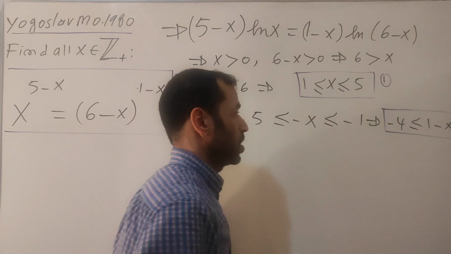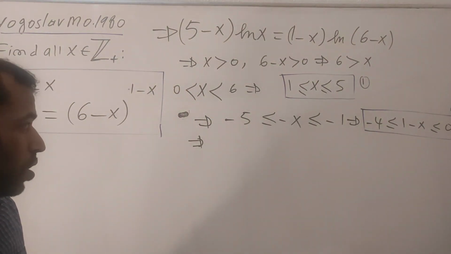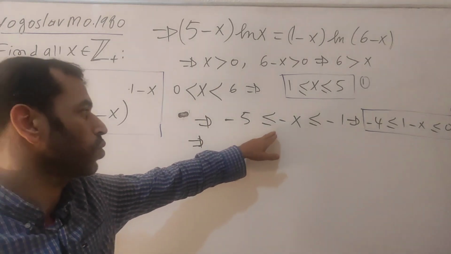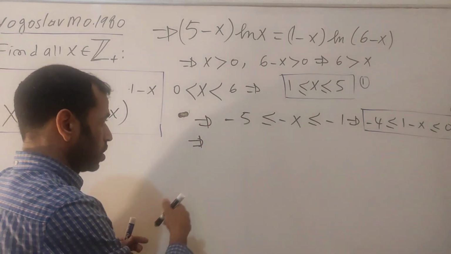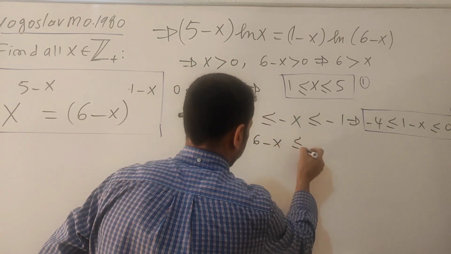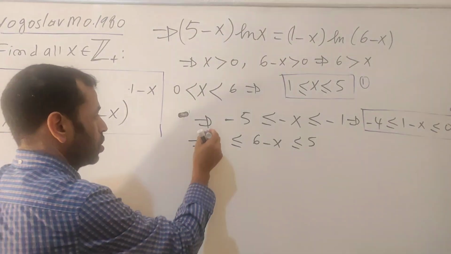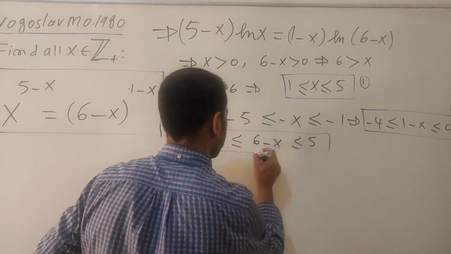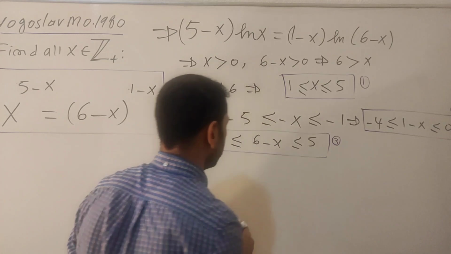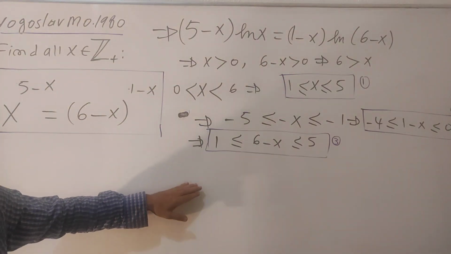We have created the second inequality. Let's move on to create the third inequality. I'm simply going to add 6 on both sides of inequality 1. I get 6 minus 5, which is 1, is less than or equal to 6 minus x, which is less than or equal to 6 minus 1, which is 5. Let's name this inequality number 3. Now we are ready to solve this equation.